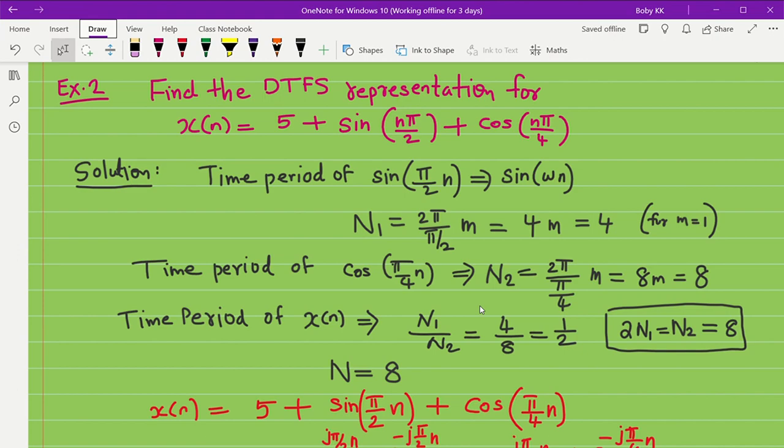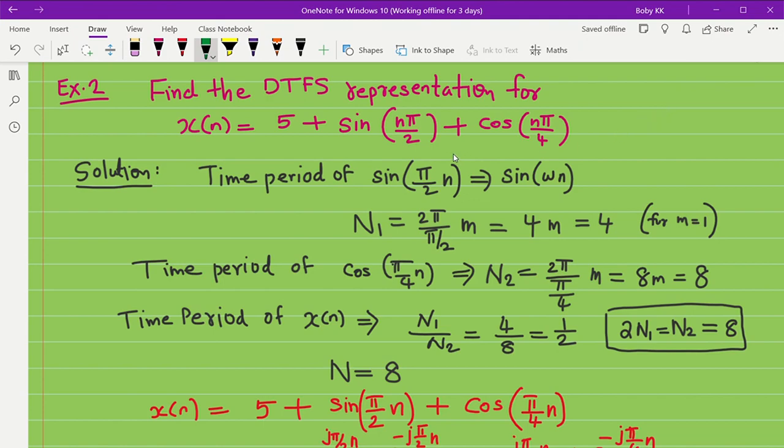So here we are taking x of n as, okay, let us see here. So x of n is equal to 5 plus sine n pi by 2 plus cos n pi by 4. So we have to find the discrete time Fourier series representation of the given signal.